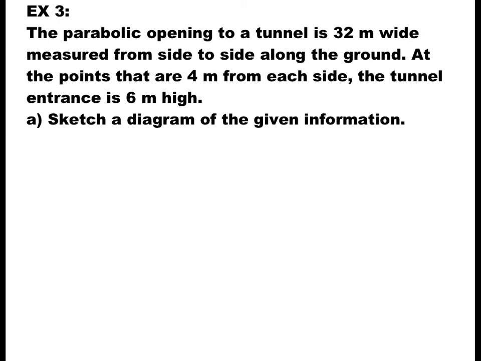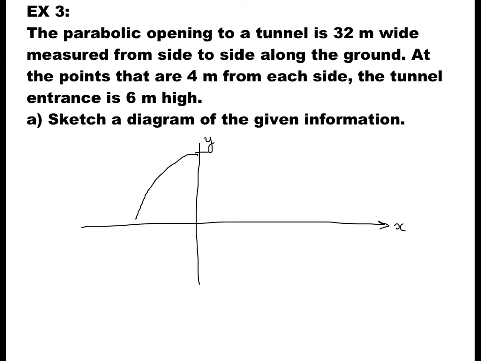In the next example, which is a word problem, we have the opening of a tunnel which is in the form of a parabola. So let's draw this situation. Let's say this is your x and this is your y-axis. Now let's assume that the opening looks like this one, roughly. We know that the width of the parabola is 32 meters. So this is 16, this is negative 16, and this is the origin here.